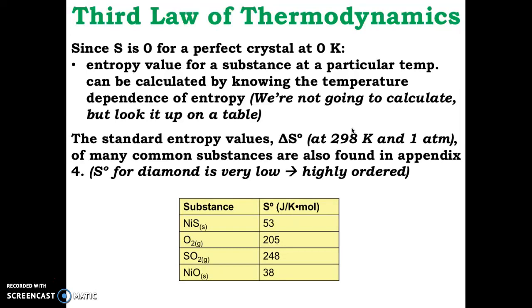So the standard entropy values, delta S, at 298 Kelvin and 1 atmosphere of many common substances are found in Appendix 4. It's in your book or it's on that same sheet that we've been using to look up the delta H values of common substances. Delta S, if we look here, for diamond is very low because a diamond is highly organized. And we can look at different S values, our entropy values for other substances right here. And you can find plenty more on that Appendix 4 handout that you all have.